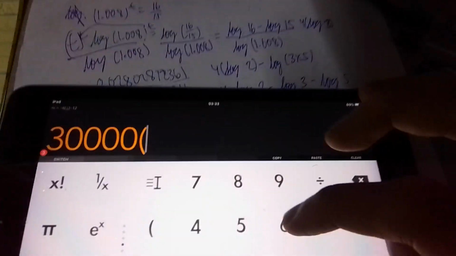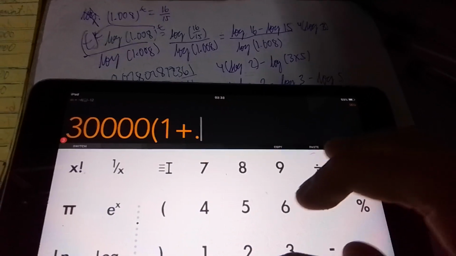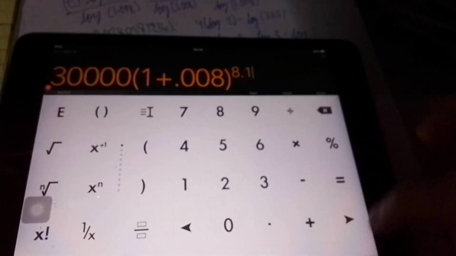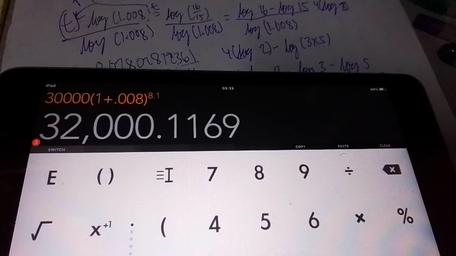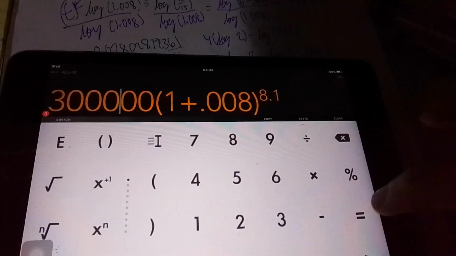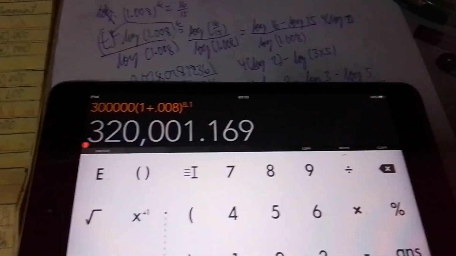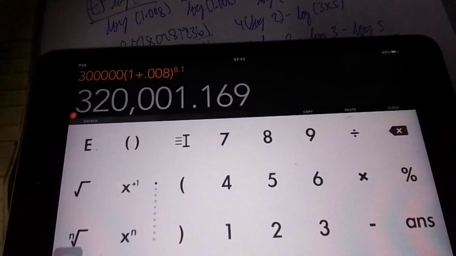So remember, we have our principal of 300,000 pesos, and then we have 1 plus the rate of 0.008, and then raise that to the 8.1 power, which is the time. And then what did we get? We should get 300,000, sorry, we should get 320,001. Although it is off by 1 peso, what is important is we still get almost exactly the accurate answer.